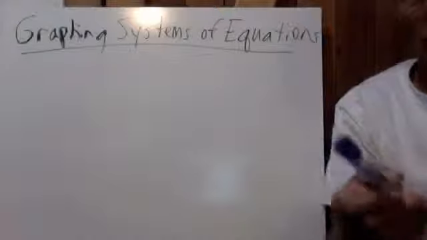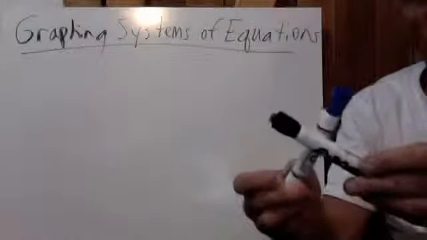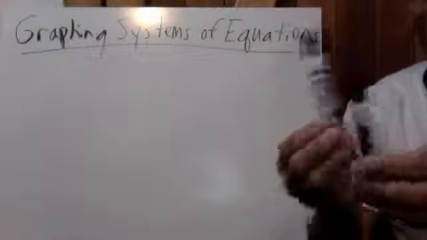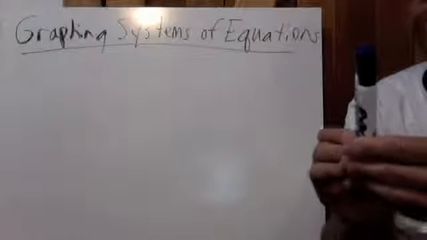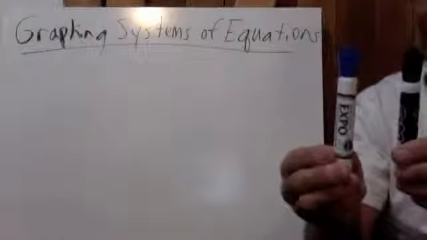These have names. The one that crosses is called consistent. We call those consistent equations. They're always going to give you one point. Two that are on top of each other we call dependent. And if they're parallel, we're going to call those inconsistent.